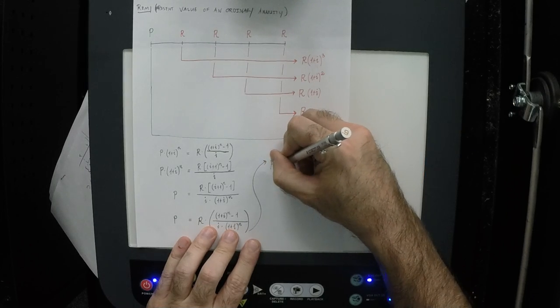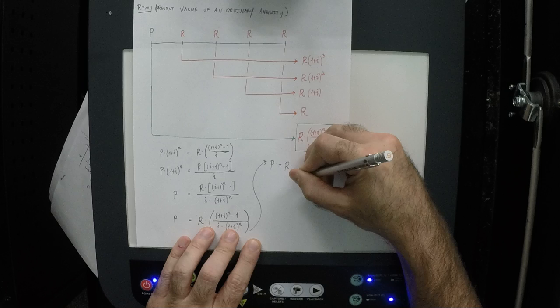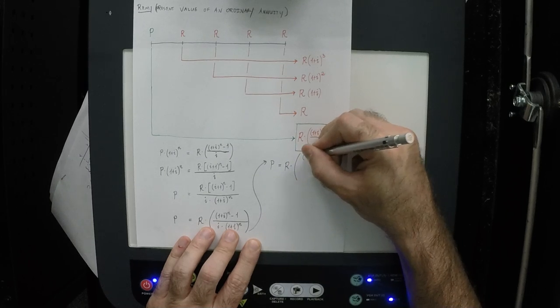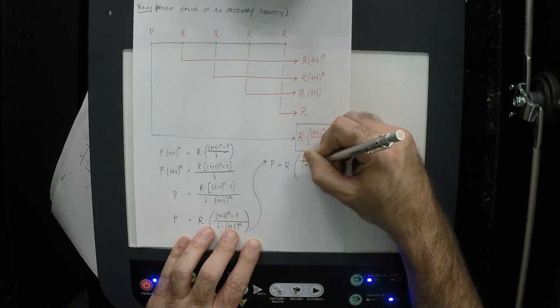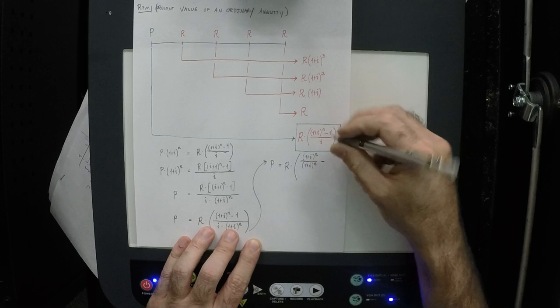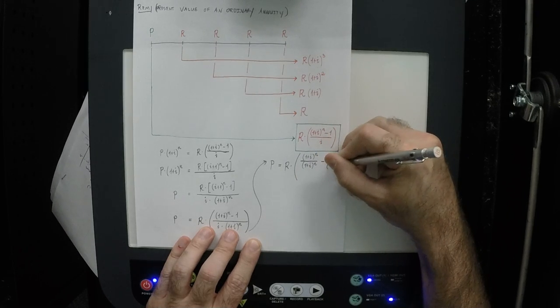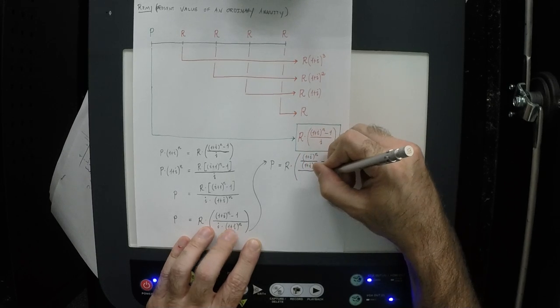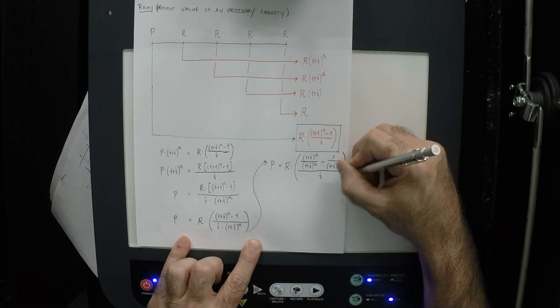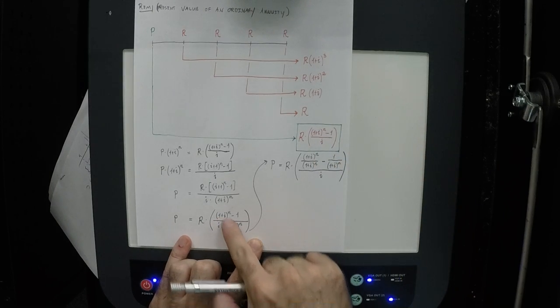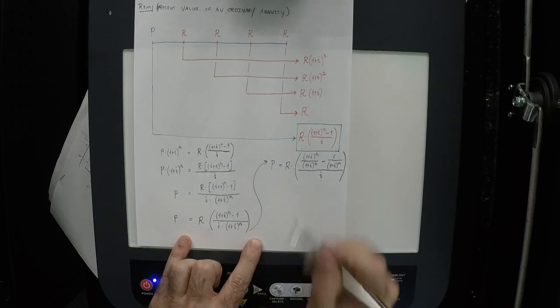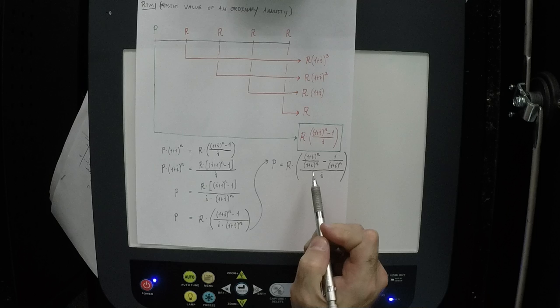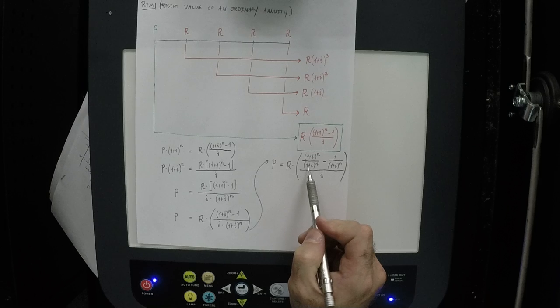So that P is equal to R multiplied by (1 plus I) to N over (1 plus I) to N, then minus 1 over (1 plus I) to N, and then divide by I. So I took this and divided it into each term in the numerator. So how about that? That simplifies to what? Just 1, right?